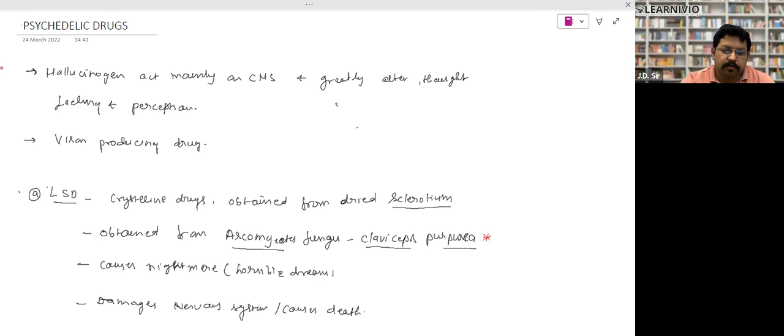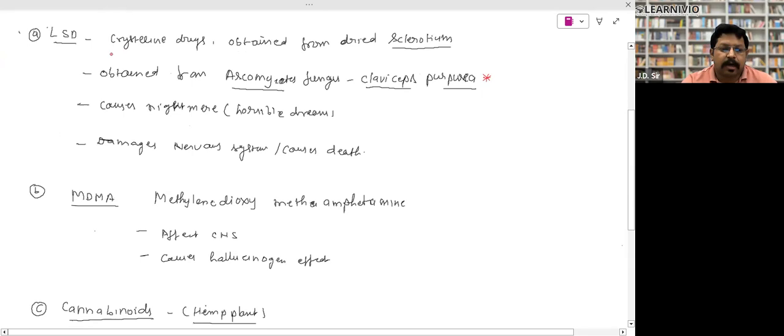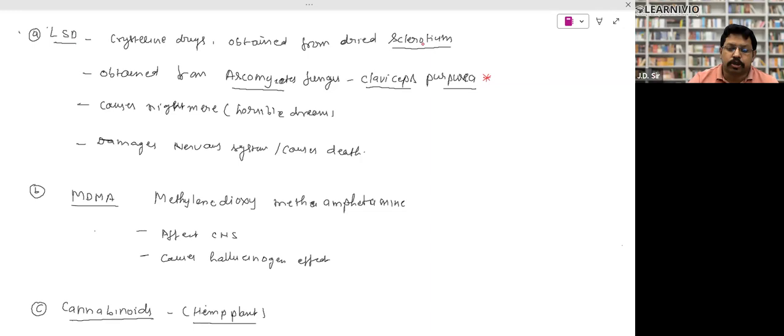The worst drug is LSD. LSD is a crystalline drug. It is obtained from dried sclerotium. Sclerotia are the fruiting bodies of a fungus, right? Dried sclerotium.